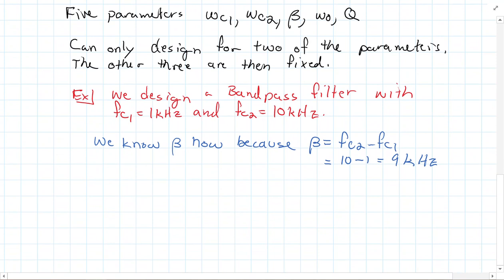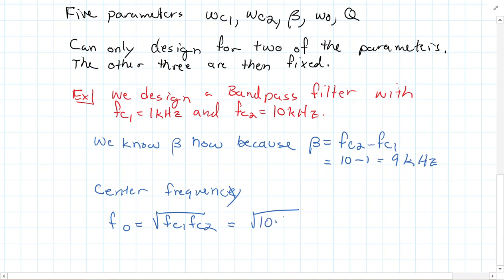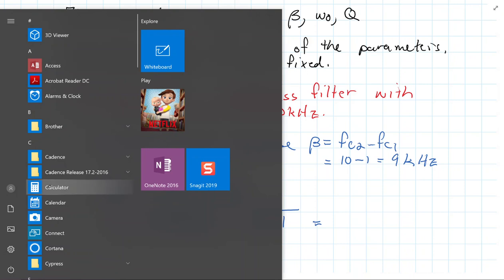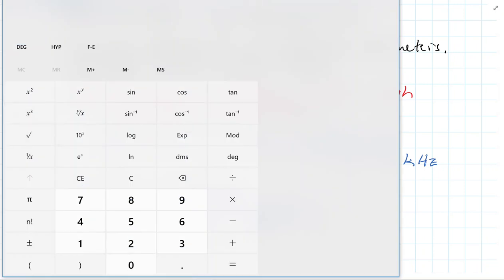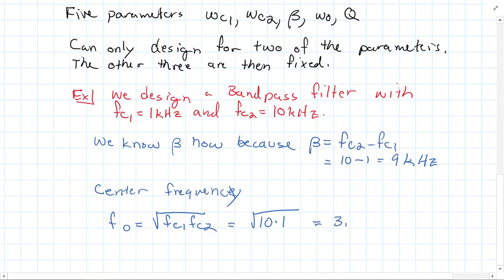The other thing we have that's fixed is, well, the center frequency, which sometimes is referred to as the resonant frequency. The center frequency, omega 0, is the square root, well, I don't want omega because we're in hertz. F0 is the square root of FC1 times FC2. So this would be the square root of 10 times 1, which, let me pull up a calculator real quickly here. 10 square root, so 3.16 kilohertz. And notice that this is not, as I said, going to necessarily be the midpoint here, because we're not necessarily halfway between. This is the geometric mean, so it's not the mean that you might be used to computing.